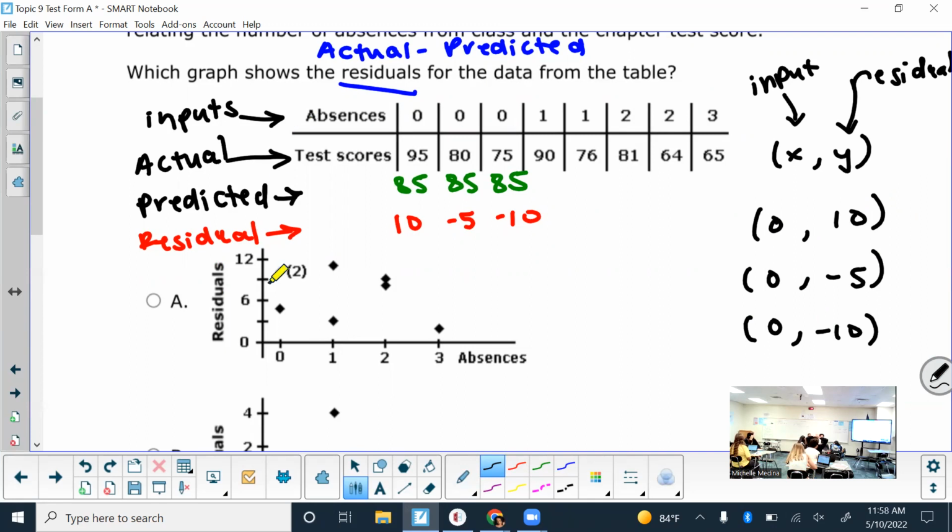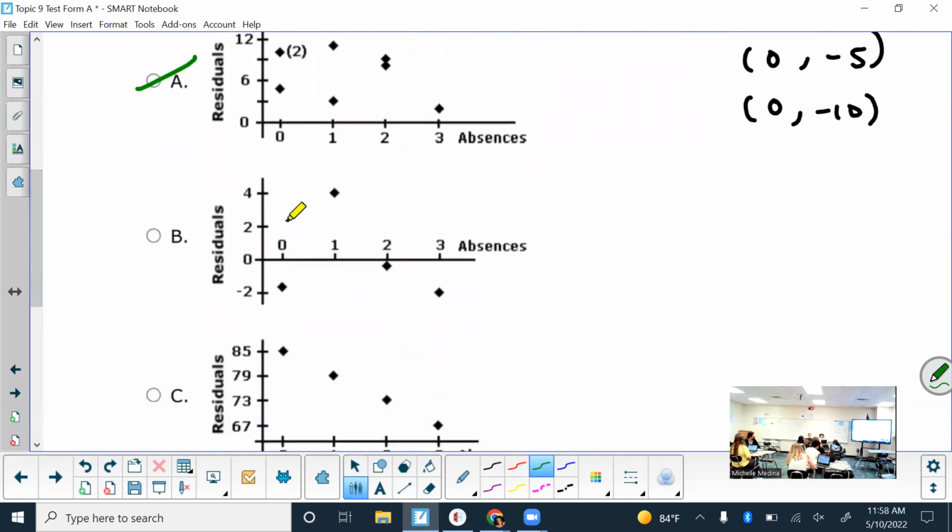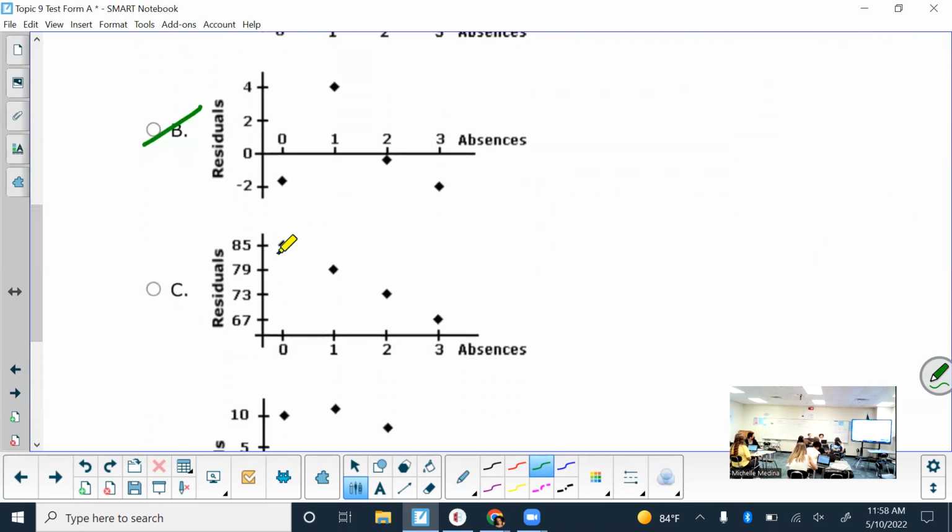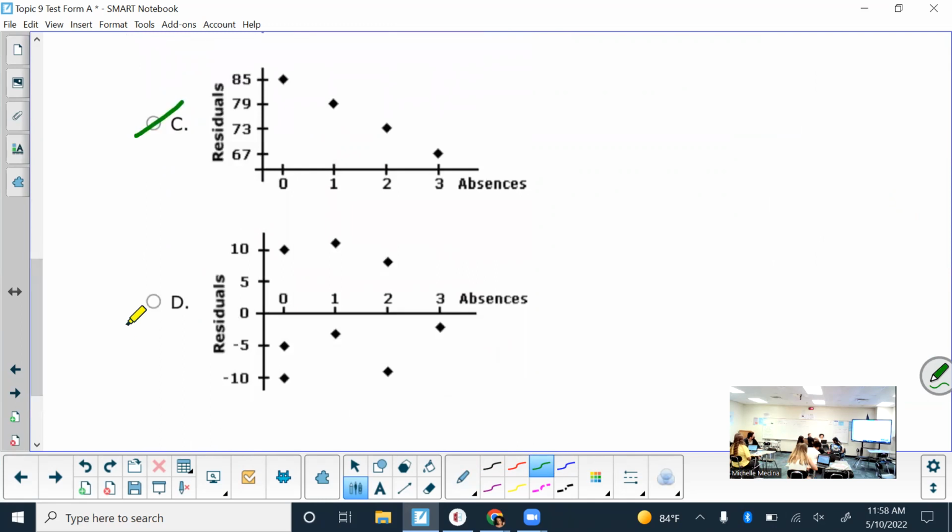So does A have 3 different dots where X is 0? But are they all different? No, you have 2 that are the same. So the answer can't be A. Does B have 3 different dots for an input of 0? No, it just has 1, so it can't be B. Can it be C? No, again, it just has 1 dot and it should have 3 for an input of 0. Can it be D? Yes.